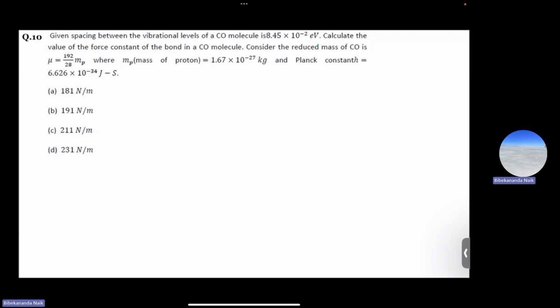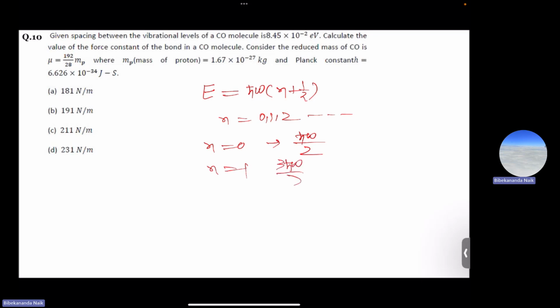if you see here, E was h nu or h cross omega (n plus half). So n equals 0, 1, 2 like this. For n equal to 0, it is h cross omega by 2. For n equal to 1, 3 h cross omega by 2. For n equal to 2, 5 h cross omega by 2.